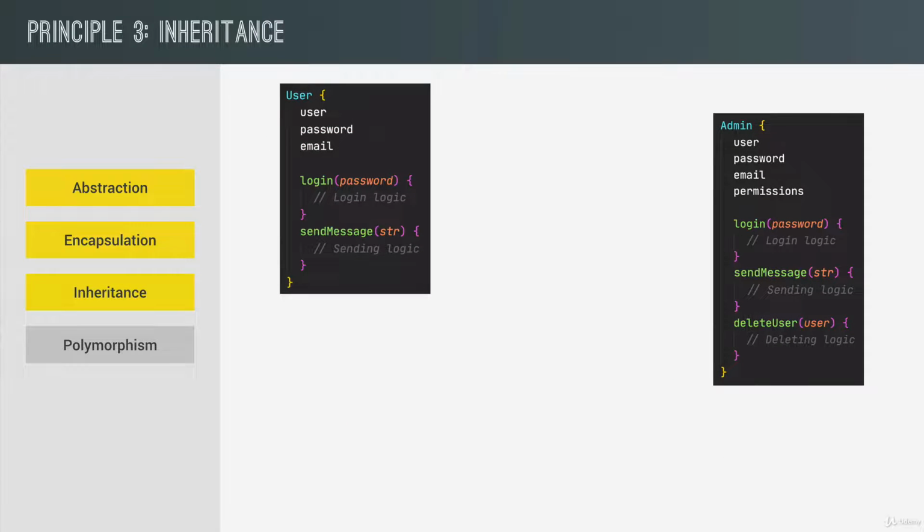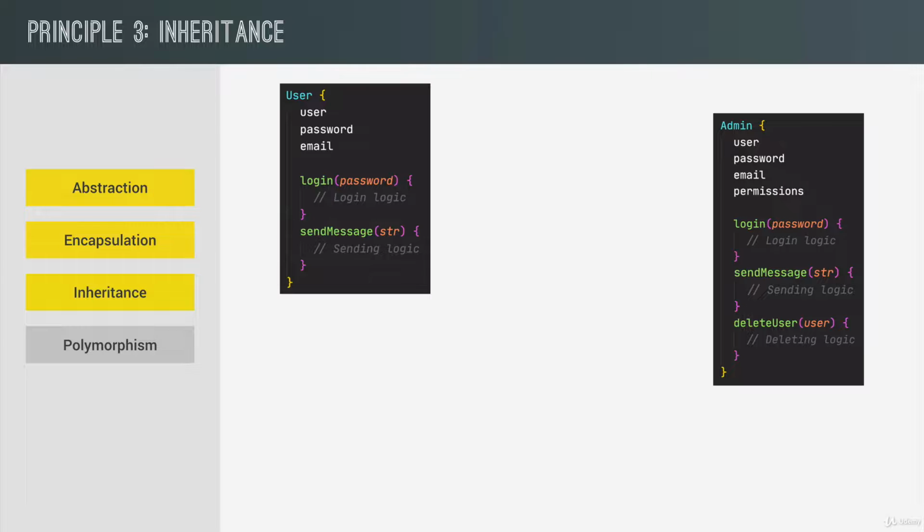Next up, we have inheritance. So let's say we have these two classes, user and admin, which stands for administrator. And as we can see, they have actually a lot in common. In fact, admin has all the properties and methods that user has, right? And that actually makes sense, because if you think about it, an admin is also a user. So an admin also needs a password and an email, and he also needs to log in, for example.